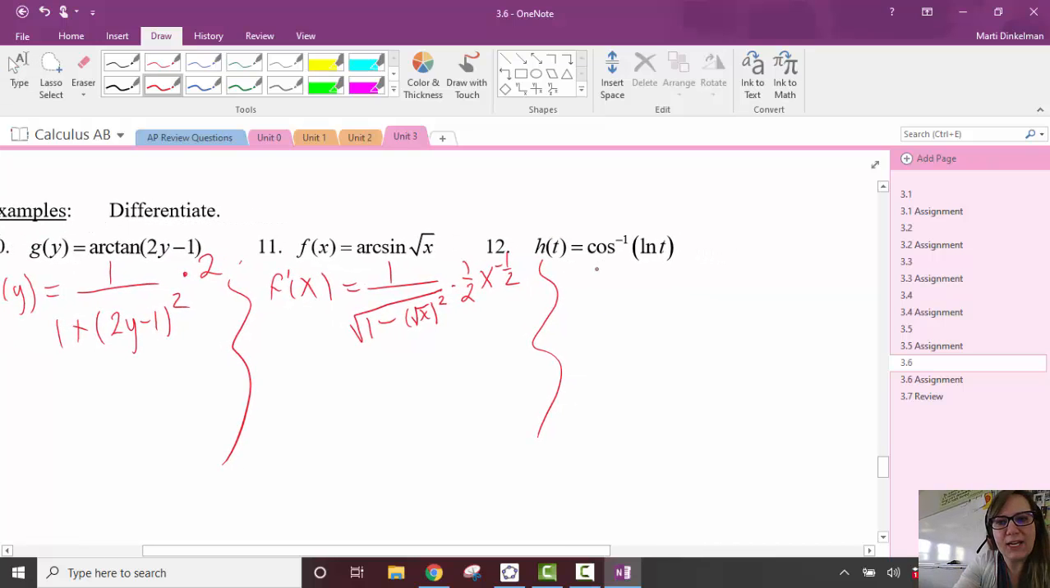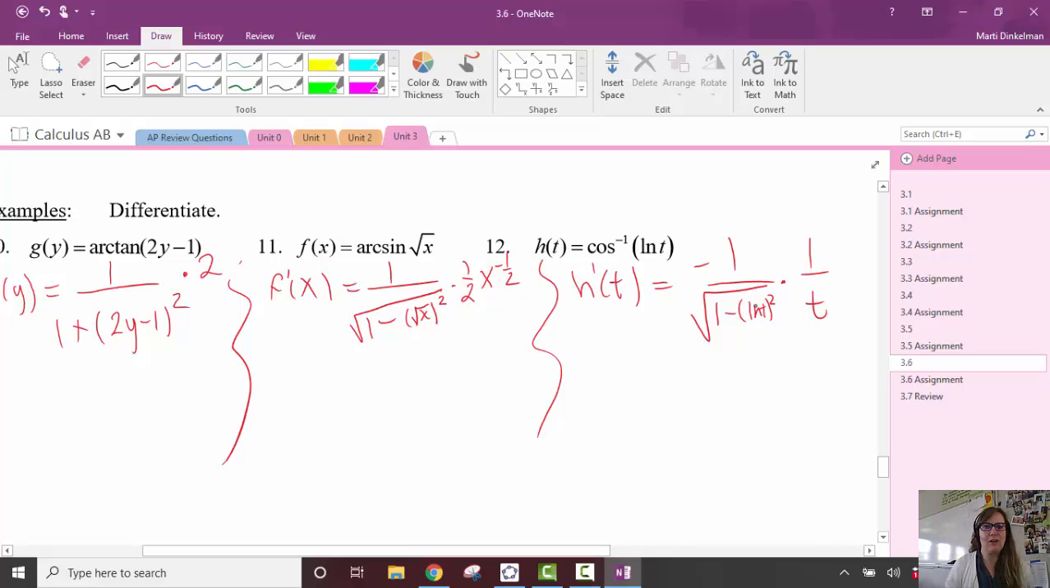For cosine inverse, again, this is also arc cosine. It's just the negative version of sine, so -1 over the square root of 1 minus the stuff squared. And then the derivative of natural log of t is 1 over t, so I would just kind of bring that t down there to the denominator.